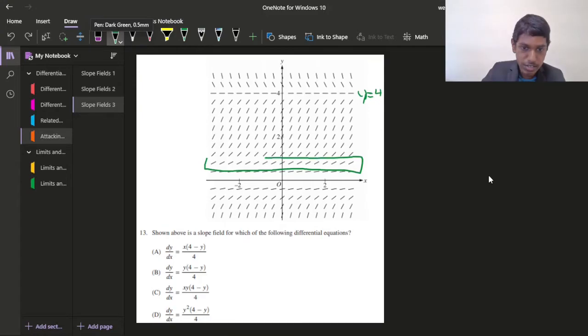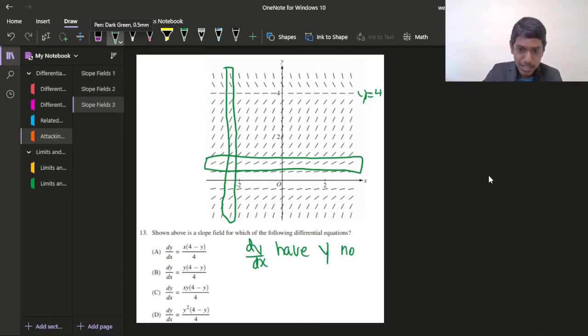Now the interesting thing is, this is not a typical one because for any row, the slope is always the same. So dy/dx is not dependent on x, but it is dependent on y. As we can see here, for this row right here, dy/dx is changing as y is changing. So now we know that dy/dx should only have a y in it, not an x, because dy/dx is not dependent on the variable x. So we just eliminate the answer choices that violate this rule.